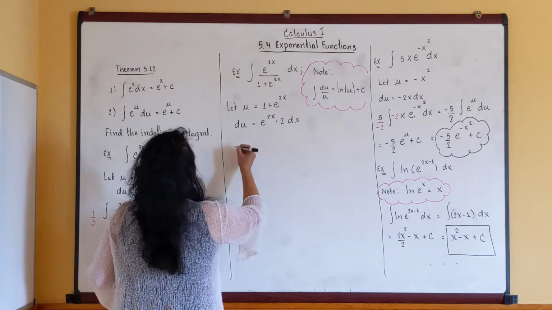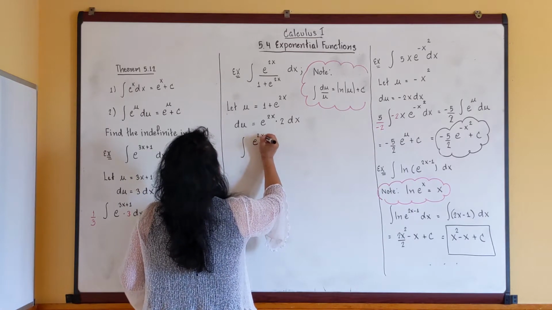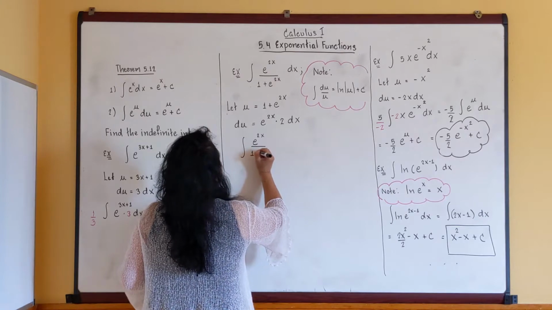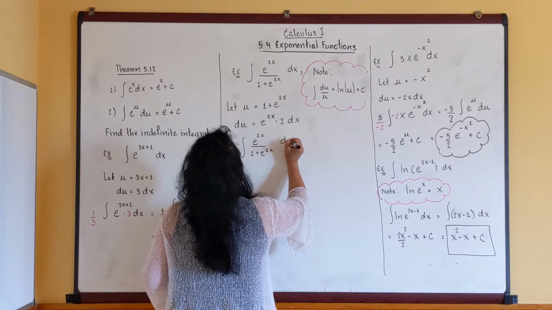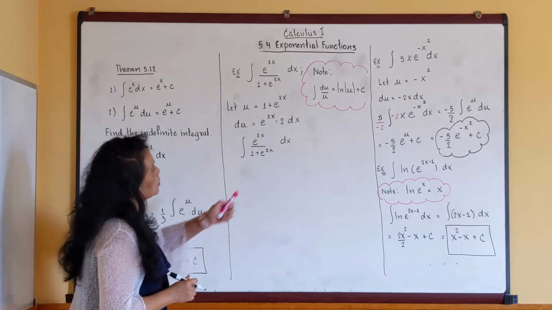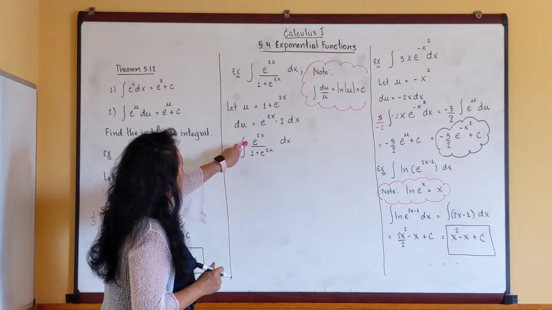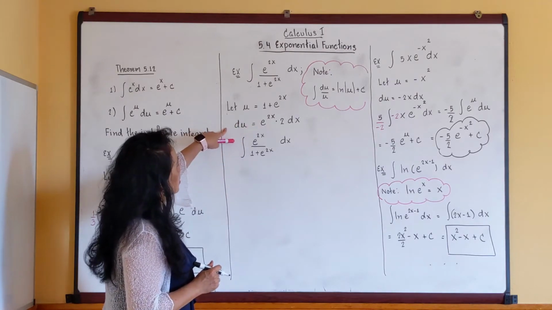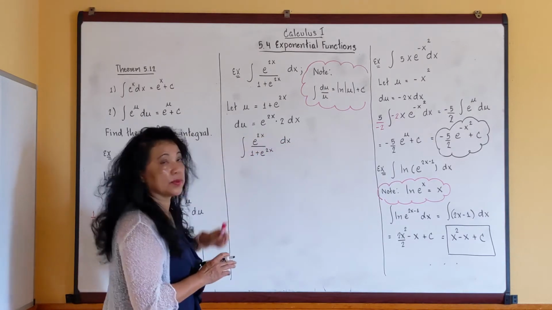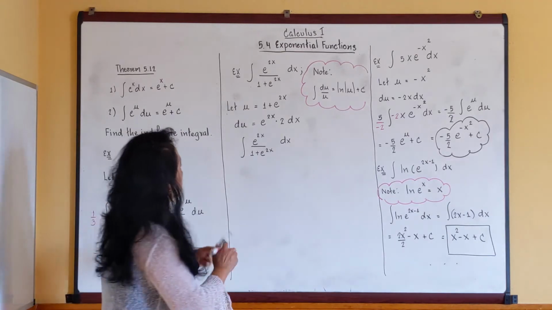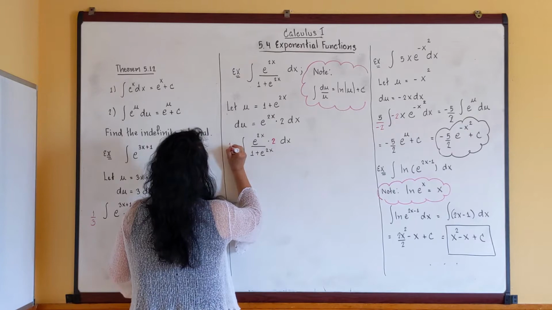Alright, let's look at our original one. I have e to the 2x over 1 plus e to the 2x dx. That's the equation that we have. So I'm trying to fit this formula. I have my u, and my du should be this one. So I'm missing the 2. If I have 2, I have du. So what I'm going to do, I'm going to multiply by 2, and then I have to multiply by 1/2.